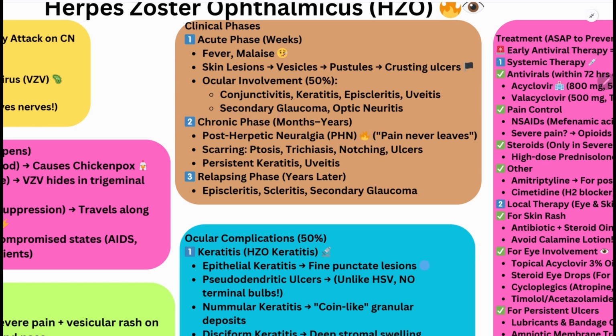And the next one is relapsing phase, which is seen years later, in which you will see episcleritis, scleritis and secondary glaucoma. Let me know in the comment section what are the differences between scleritis and episcleritis. Okay, so those are the clinical phases: acute phase, chronic phase and relapsing phase.